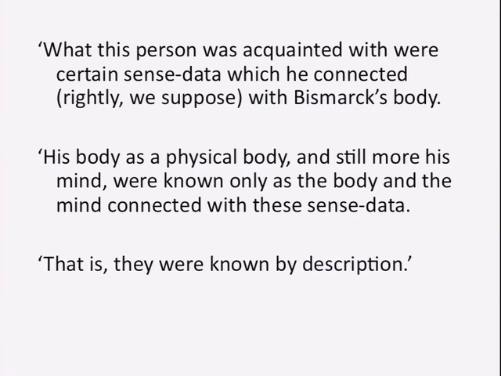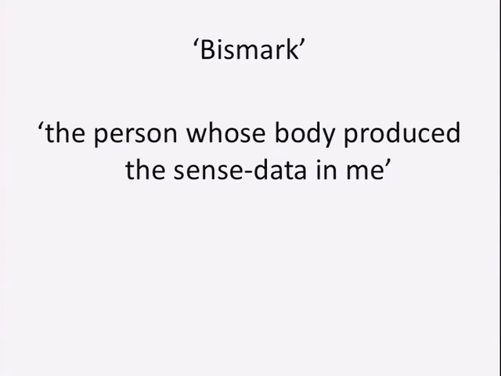Russell said, suppose that someone who knows Bismarck makes a remark about him. What this person was acquainted with were certain sense data. So if I make a remark about Ian, say, what I really make a remark about are the sense data that I suppose are connected with his body. The body is the physical body and still more the mind were known only as the body and the mind connected with these sense data. That is, they were connected by description. So a name like Bismarck means something like the person whose body produced these sense data in me. So ordinary names are always descriptions, always defined ultimately in terms of sense data.